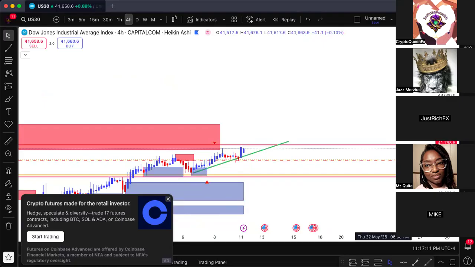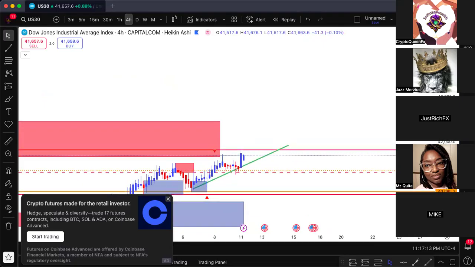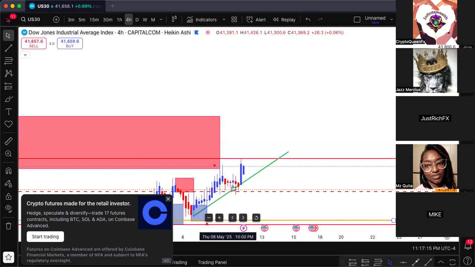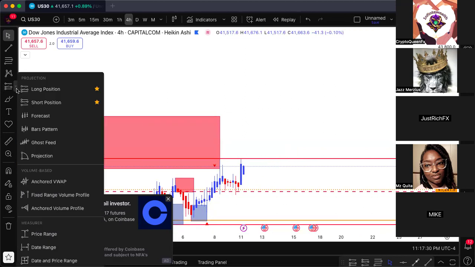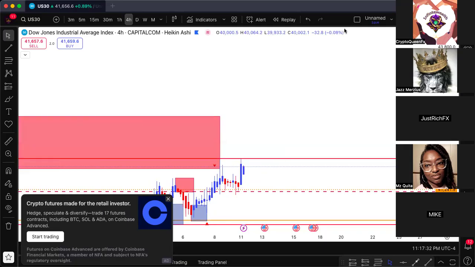Your entry will be when it pulls back to the trend line. So around here will be your entry, because this is where it's rejecting, right here at this midweek area. Your entry for a buy will be right where your daily trend line is.